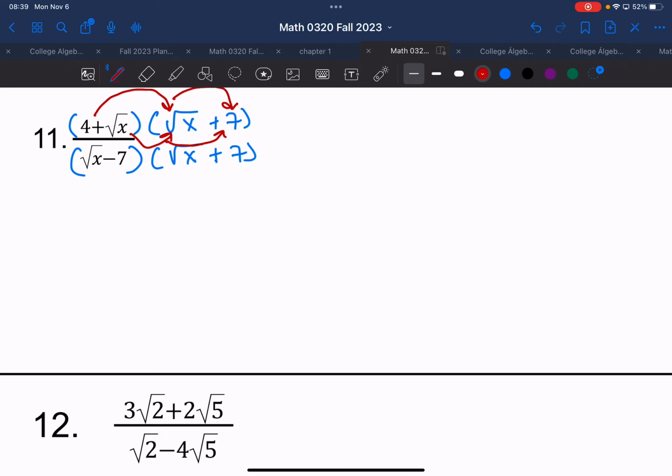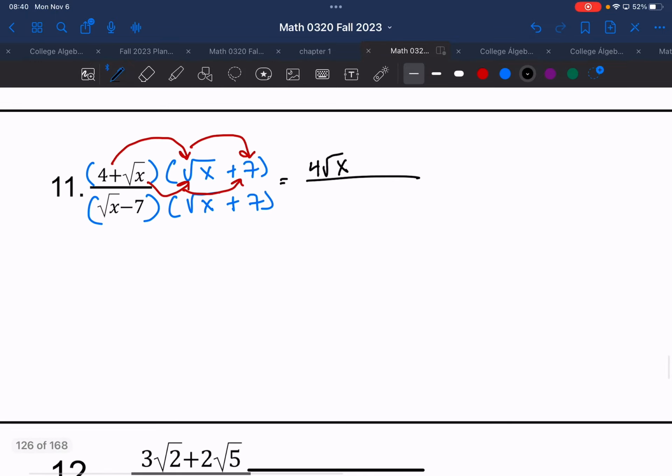So let's go ahead and first FOIL the top, and then we'll simplify the bottom. So foiling the top, we have 4 times the square root of x, so it's just 4 square roots of x. 4 times 7, 28. And then we have the square root of x times the square root of x, which simplifies to just x, because the square roots cancel. And then the square root of x times 7, which is 7 square roots of x.